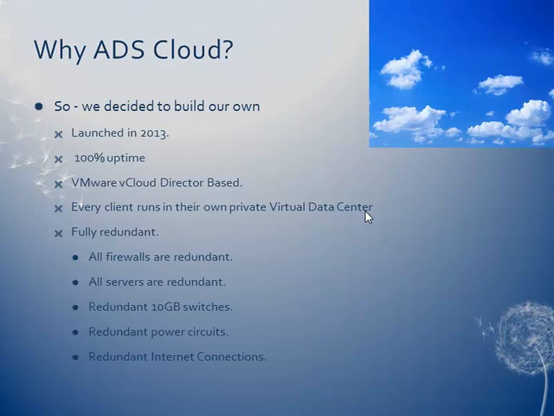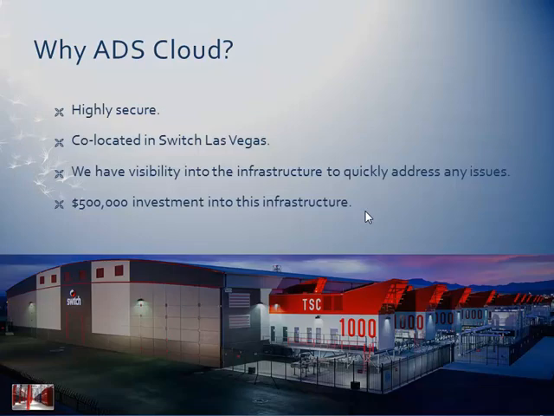It's VMware vCloud Director based, and every client that's in the infrastructure runs in their own virtual data center. It's fully redundant, so anything that touches production, we have at least two of. So we have redundant firewalls, redundant ESXi hosts, redundant 10 gig switches, redundant power circuits, redundant internet connections. We are the Department of Redundancy for Redundancy.